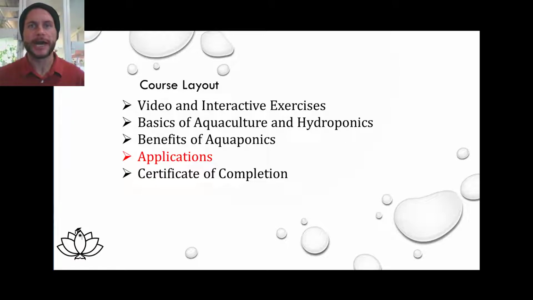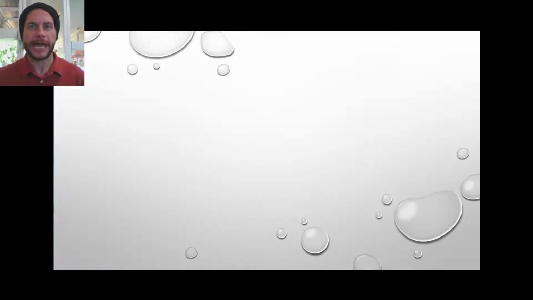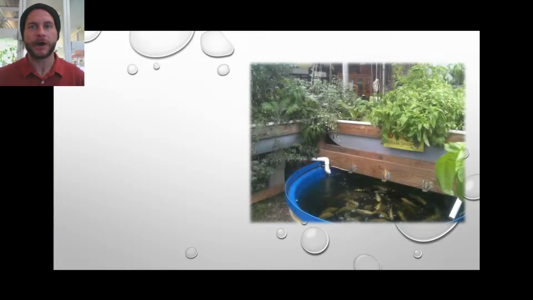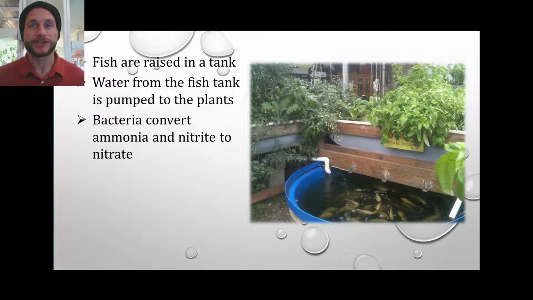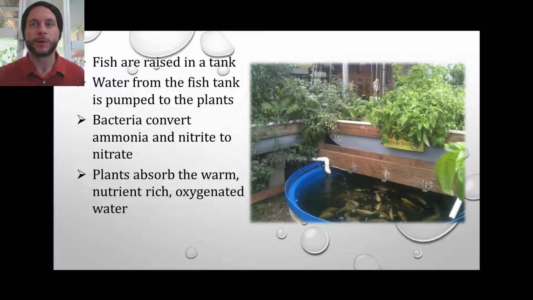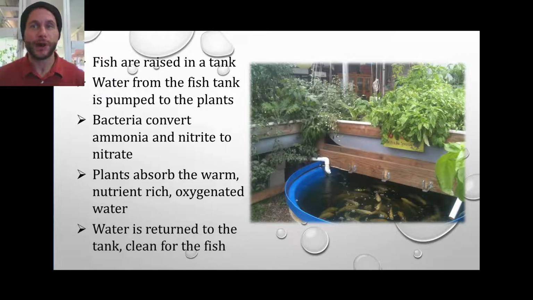So let's go ahead and start off with a little recap of the basic steps of aquaponics. Fish are raised in a tank. Water from that tank is then pumped into a plant growing area. Naturally occurring bacteria convert the fish waste into usable plant nutrients. The plants absorb that warm, nutrient-rich water and return clean water back to the fish.